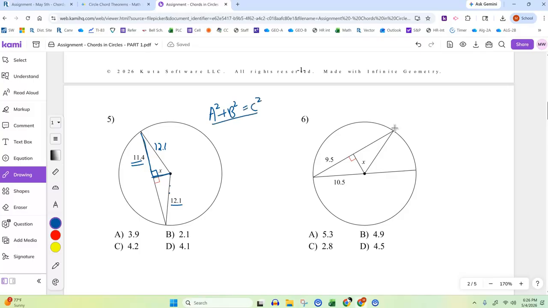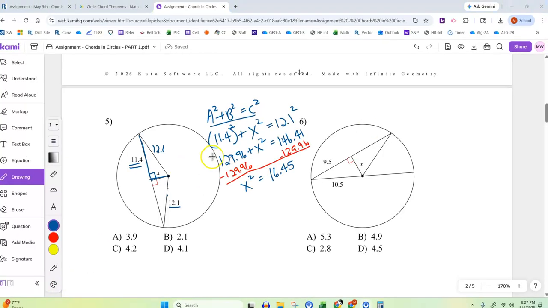So we're going to go 11.4 squared plus x squared equals 12.1 squared. Okay, I'll show you what I've done so far. I've squared the 11.4 to get 129.96. I've squared this to get that. I subtracted 129.96 from both sides, so right now I'm at that. Do you remember how to solve for x? Well, to get rid of the square, we need to go like this, right? So 16.45.